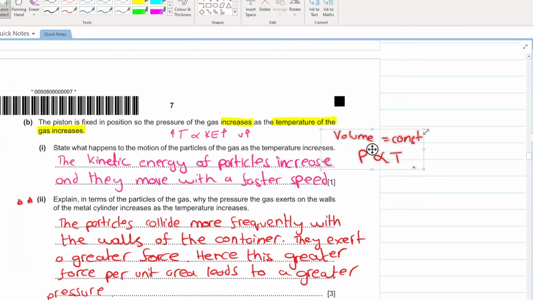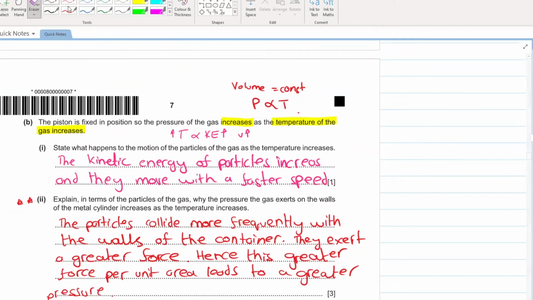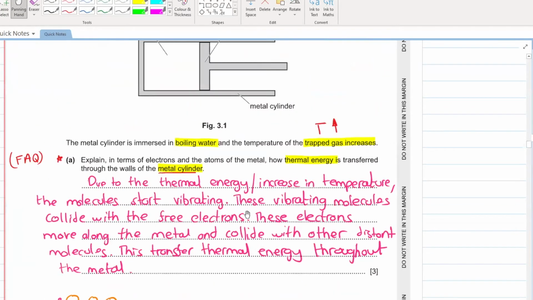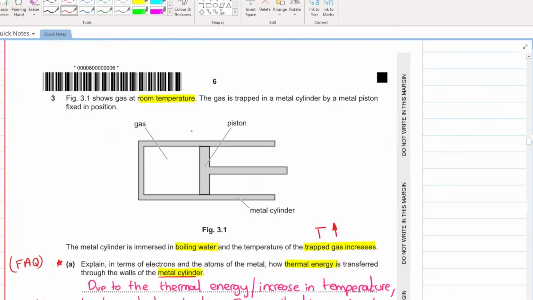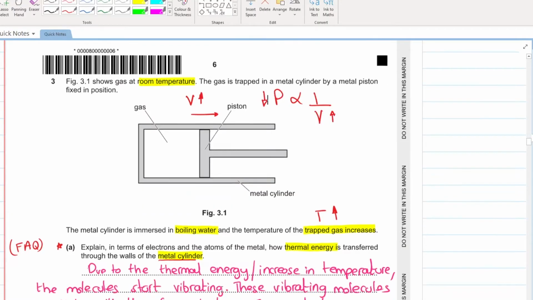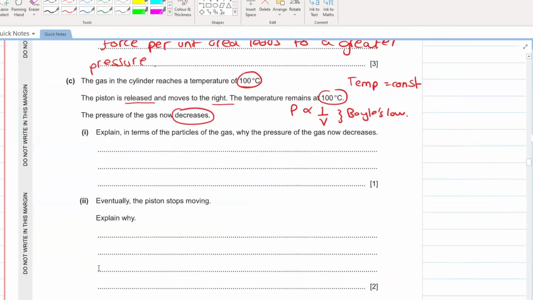Beta, if you release the piston and it moves towards the right, what happens? Its volume increases. According to Boyle's law, if the volume increases, the pressure will eventually decrease. So let's see, I guess this exact thing is written.